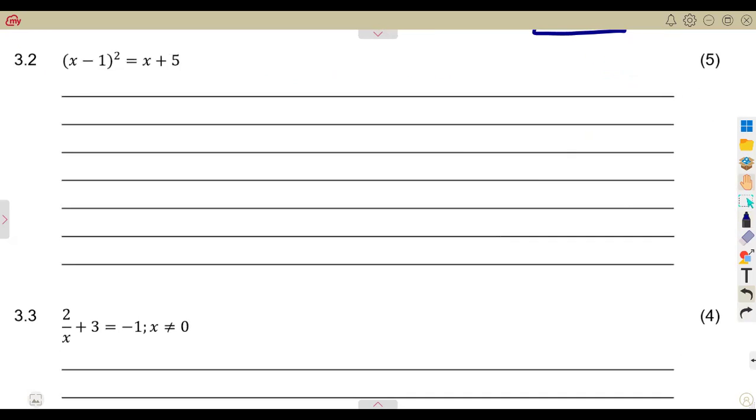3.2, again, solve this equation. Remember, we referred back from the previous question where we had a bracket raised to the power of 2. We say these are simply two brackets being multiplied. But this is equal to x plus 5. So as you can see, there are two brackets there. Let's expand and see what we are going to obtain so that we can even tell the type of equation that we are having at the end.